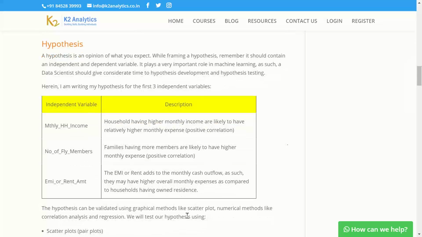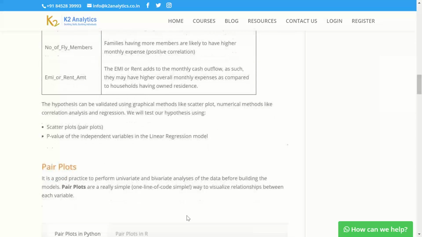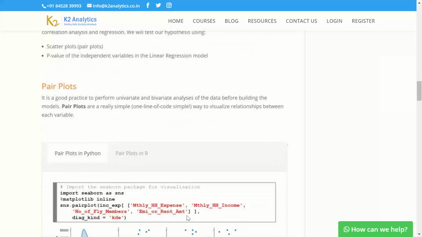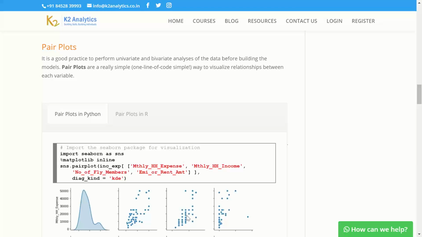So you start with hypothesis framing. Many hypotheses may be very obvious. Second element, you always see the visuals between the independent and the dependent variable. When we built simple linear regression, we made a scatter plot.